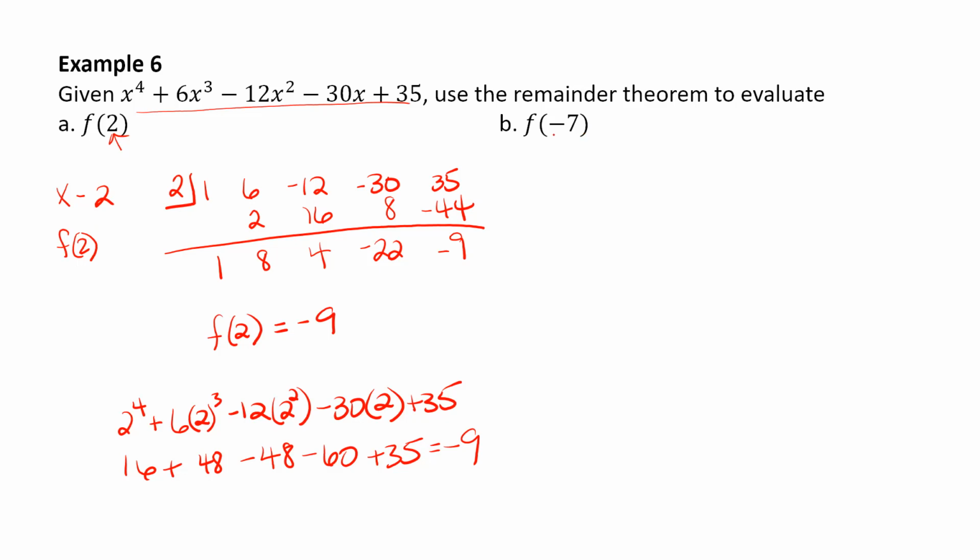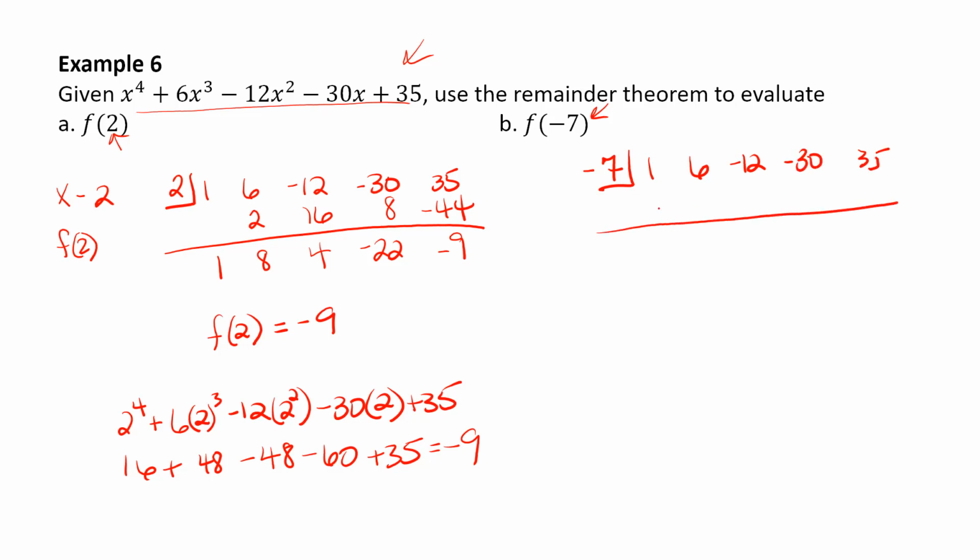All right, we'll use the remainder theorem again over here to find f of negative 7. In other words, we are going to divide this function by x plus 7 and see what the remainder is, and whatever that remainder is, that's f of negative 7. So in our bracket, we're going to put the negative 7. We're going to put the coefficients again, 1, 6, negative 12, negative 30, and 35.